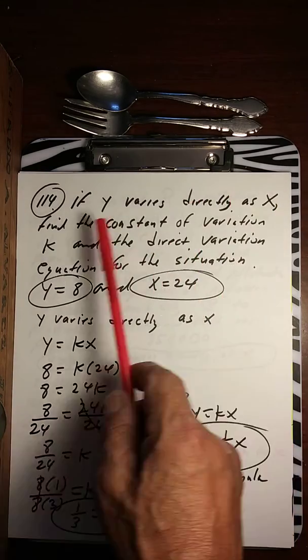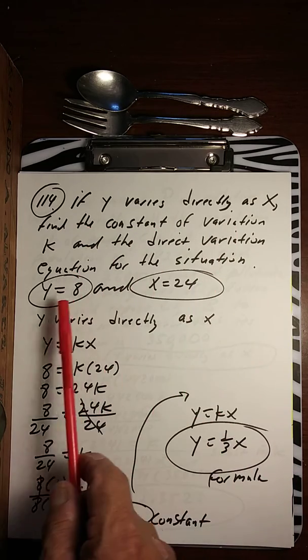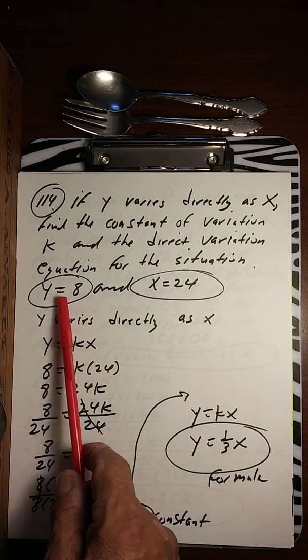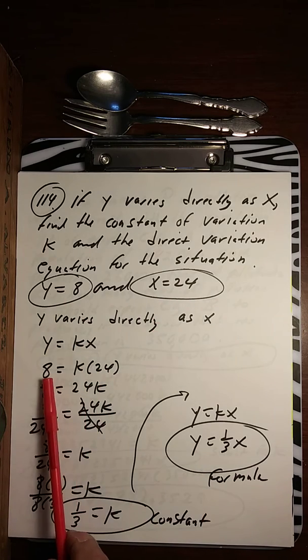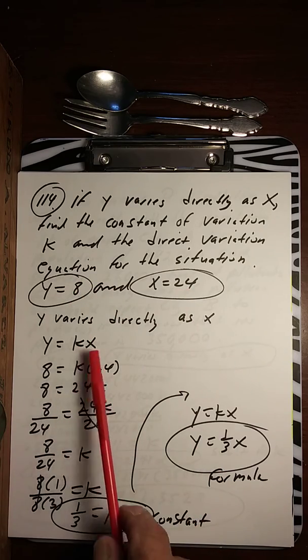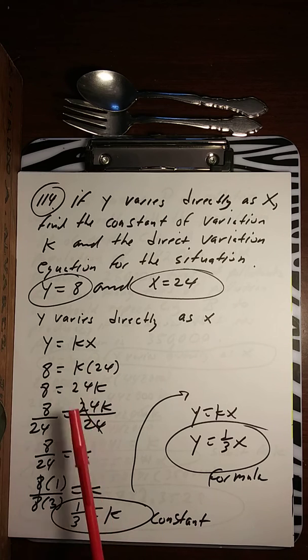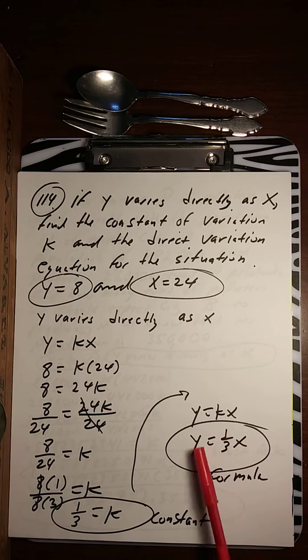y varies directly as x. Find the constant of variation k and the direct variation equation for the situation. y equals this, x is that. So y varies directly as x means y equals kx. I know that y is 8, and x is 24. Put them in there. Divide by 24, divide by 24. 8 over 24, 8 times 1, 8 times 3. These cancel. 1 over 3 equals k, or the formula is y equals 1/3 x.